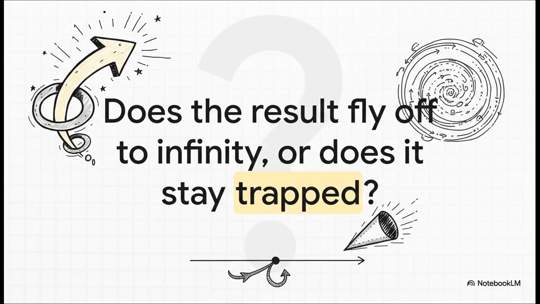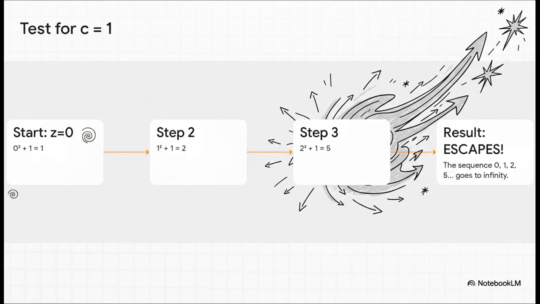For each point c, we ask, as we keep running our little feedback loop, does the result just get bigger and bigger and bigger, basically flying off to infinity? Or does it stay trapped, just kind of bouncing around close to where it started? That's it. Every single point on the canvas is going to do one of those two things. No exceptions. Okay, let's actually see this in action.